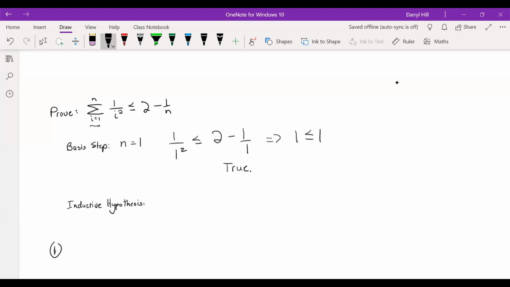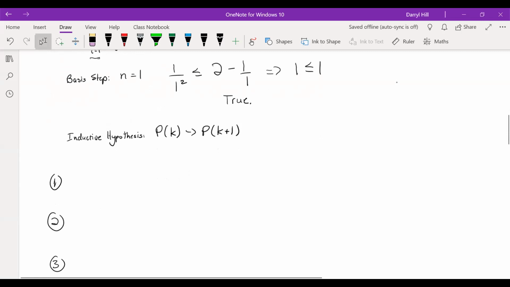Now we want the inductive hypothesis. In general, the inductive hypothesis takes this form. So that means we want to assume that the sum from i equals 1 to k of 1 over i squared is less than or equal to 2 minus 1 over k. And this is our assumption, our inductive hypothesis, if you will.